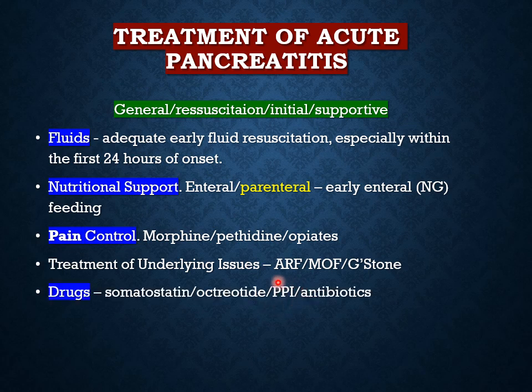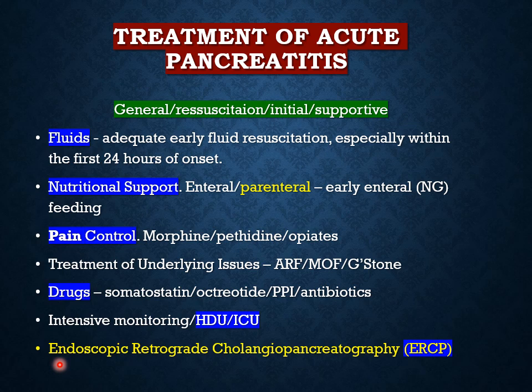Patients may need PPI to prevent stress ulceration, and if infected, need high dose antibiotics. Most of these patients need intensive monitoring in HDU or ICU. And definitive treatment is endoscopic retrograde cholangiopancreatography, or ERCP, with sphincterotomy to remove the stone at the lower end of the CBD or ampullary stones. So I must stress, general and resuscitative measures are very important initially, followed by definitive treatment.